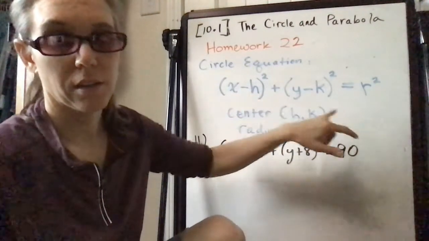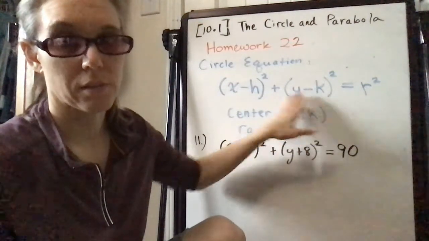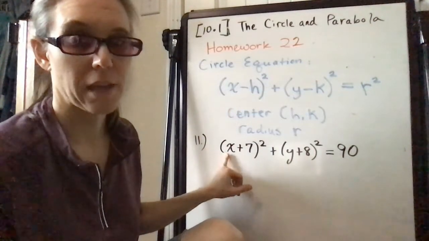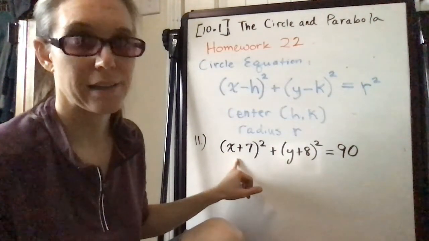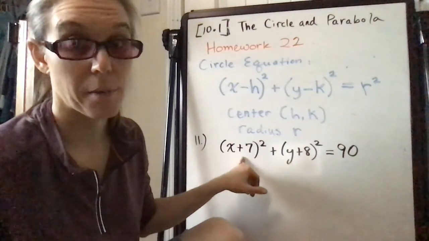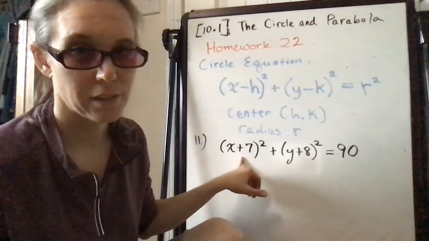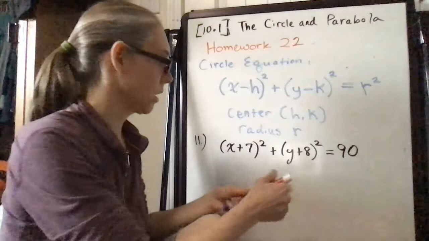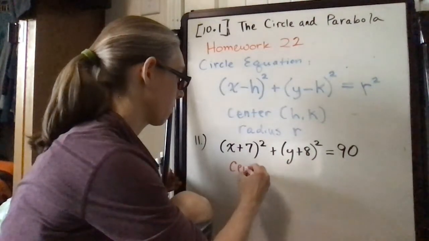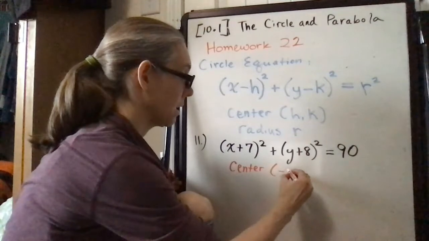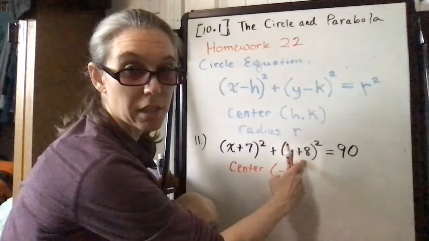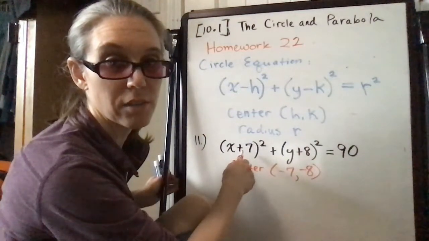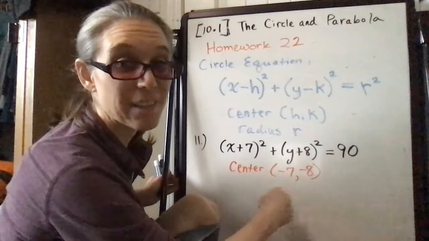Okay, now remember, the center is h comma k. It's what we have here and here, but it's the opposite, okay? So x minus h here, that would be x minus negative 7. So take the opposite of this number. If it says plus 7, the h value is negative 7. Okay, so here the center would be negative 7, and then take the opposite here, negative 8. So it's that simple. Just take the opposite of this number and the opposite of that number, and that gives you the center.